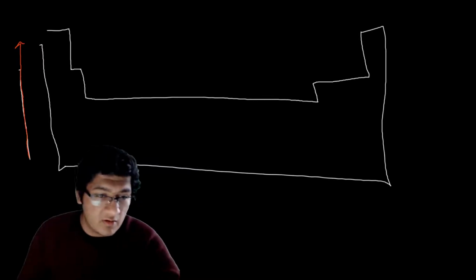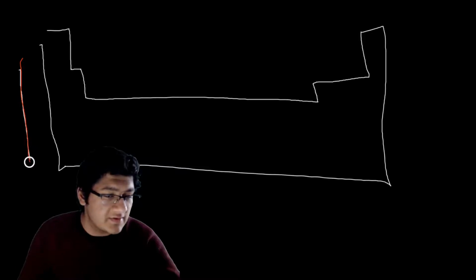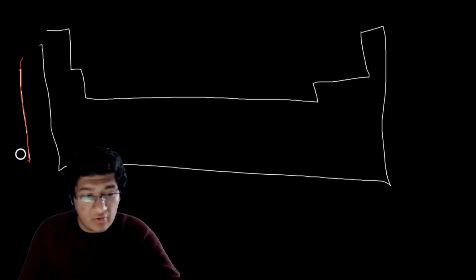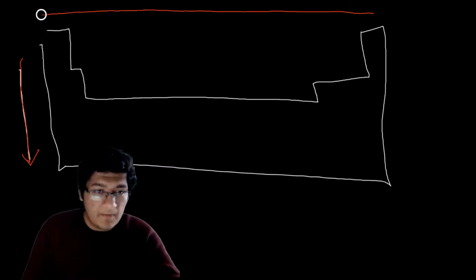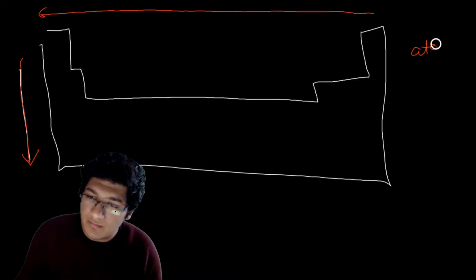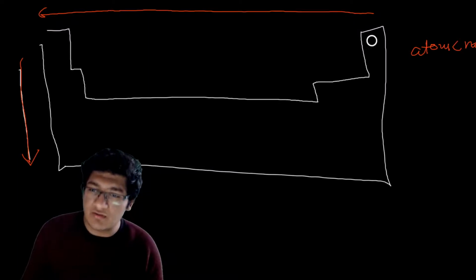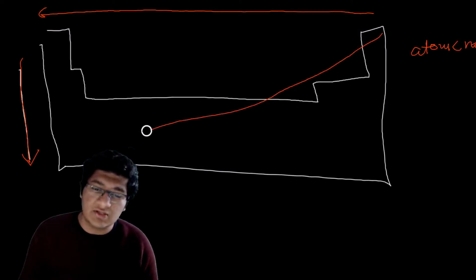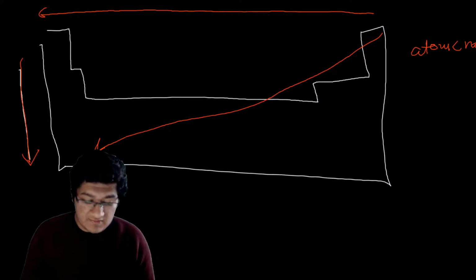Atomic radius will increase as you go up in the periodic table, and it will also increase. Oh, I'm doing this wrong. Atomic radius will, I apologize for this. Atomic radius will increase when you're going down and when you're going to the left. So this is your atomic radius's trend. So generally, this is the direction that atomic radius increases.